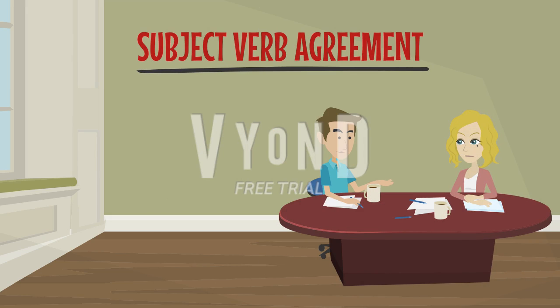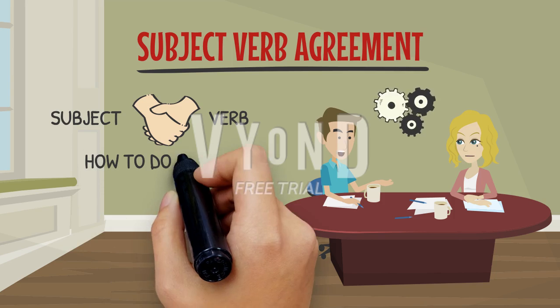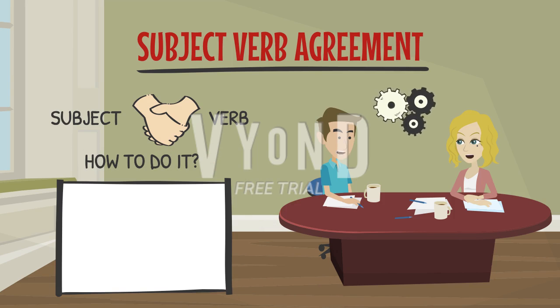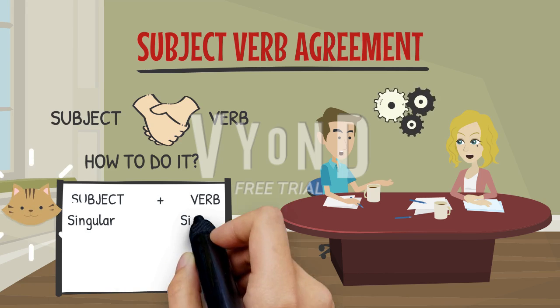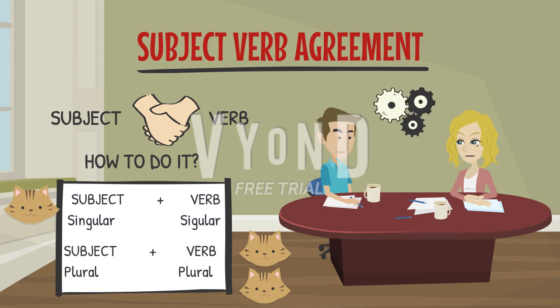Subject-verb agreement. The subject of a sentence should always match the verb describing its action. This helps your reader understand who or what is doing something and makes your writing easier to read. How to do it? It's really easy. First, we need to identify the subject, the person or thing doing the action, and then the verb, the action word in a sentence. If the subject is singular, the verb describing its action should be singular. If the subject is plural, the verb should be plural, and that's all.